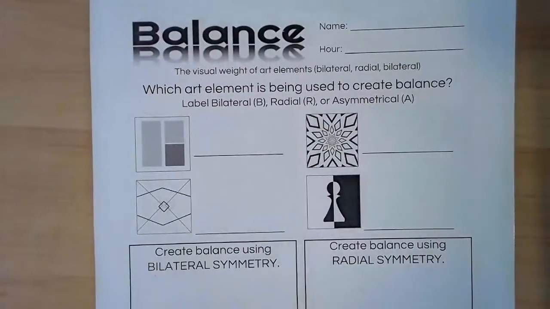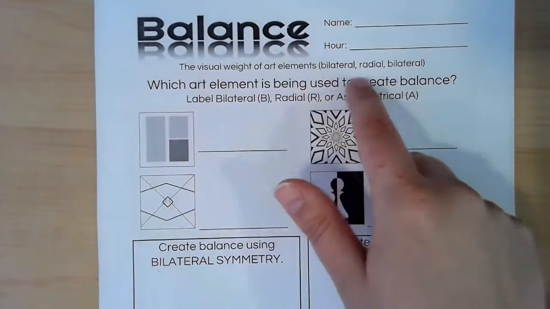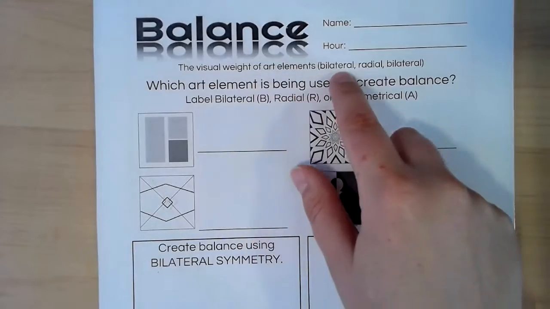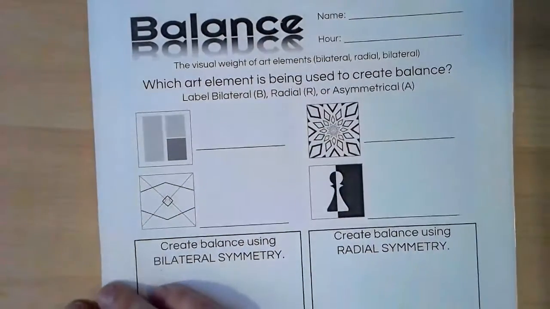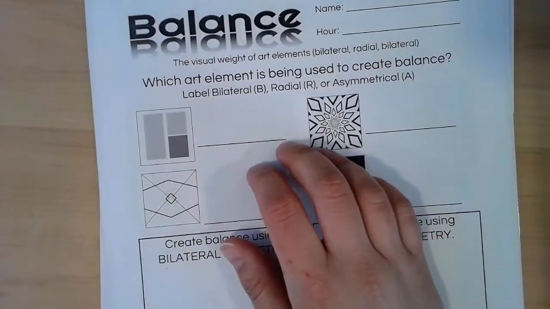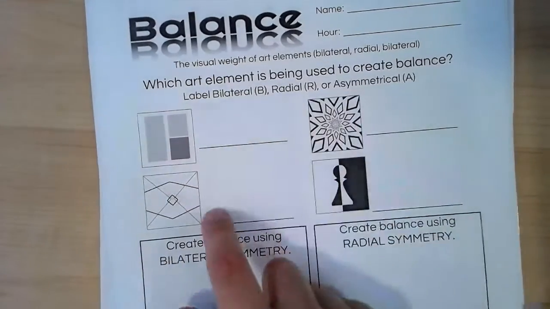So here is your worksheet. Make sure you put your name at the top. And here's the definition of balance right here, the visual weight of art elements, and then here's bilateral, radial, and asymmetrical, the three different types of symmetry. So there are two different things that you need to complete with this first section right here, okay?